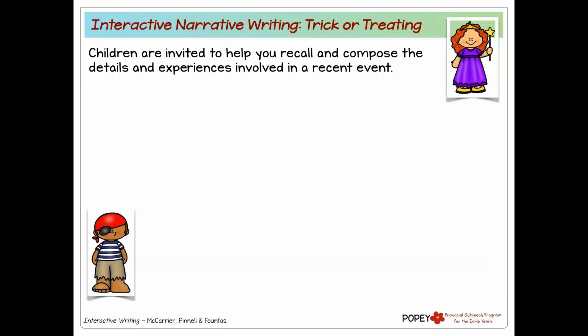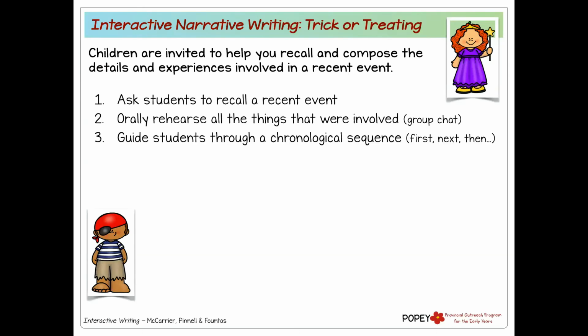Okay, so using the interactive writing techniques where we're working together, we're deciding what we want to write down, what's first, what's next, what are the important details. We can do this really easily with a shared activity or a shared experience, sorry. So in this case, we can recall a recent event. In this case, we're going to recall trick-or-treating and talk about all of the things that we noticed when we were trick-or-treating or all the experiences that we had. And then we can work with what that can look like as we put that into sequence.